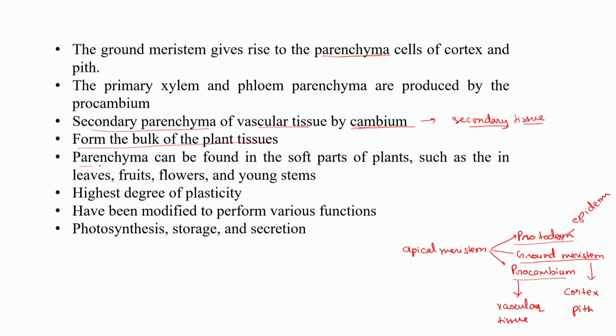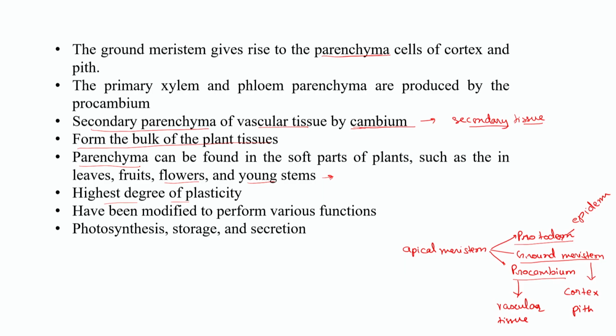Parenchyma, since they have thin cell walls, are metabolically active. So generally they are found in soft parts of the plant, mostly in leaves. Hard tissues are less. In fruits, in delicate flowers, most of the tissue is parenchymatous. Even in young stems, which are still growing and herbaceous in nature, parenchyma is present.